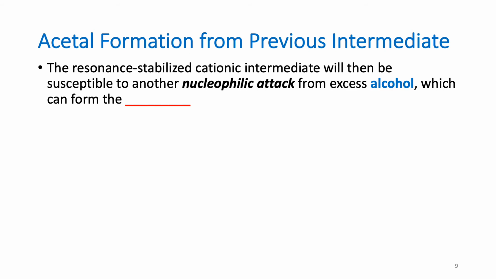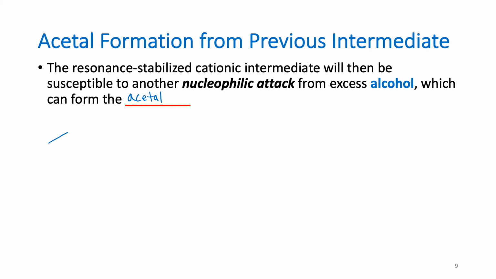And that's where we get acetal formation from the previous intermediate. So the resonance stabilized cationic intermediate from the previous slide is susceptible to another nucleophilic attack from excess alcohol, which can form the acetal. This is not new news to you guys, as we discussed this already in chapter 18 in acetal formation. You may recall that it was the quote long mechanism that y'all didn't like very much. All what I'm doing is showing you that mechanism, but this time showing you a deeper look into it.